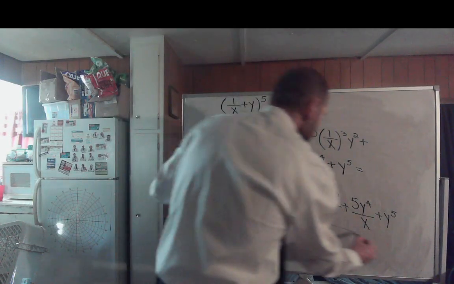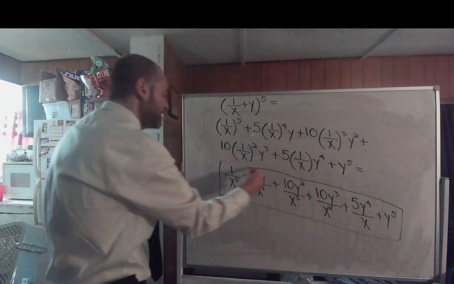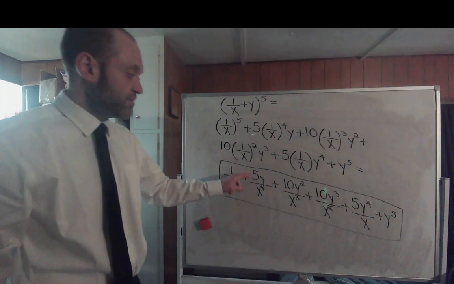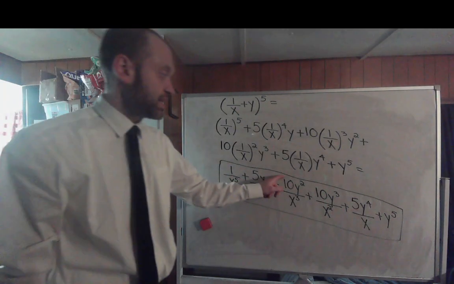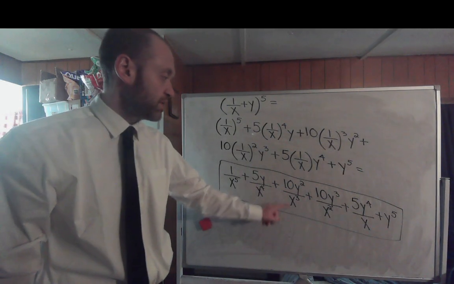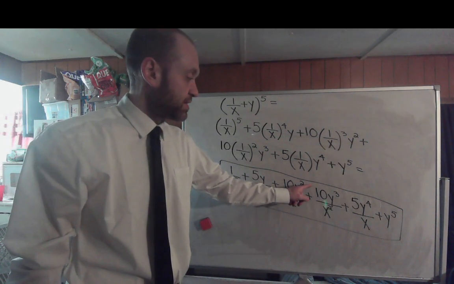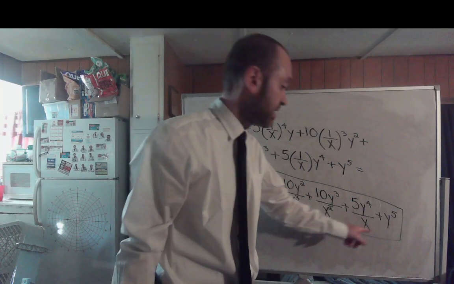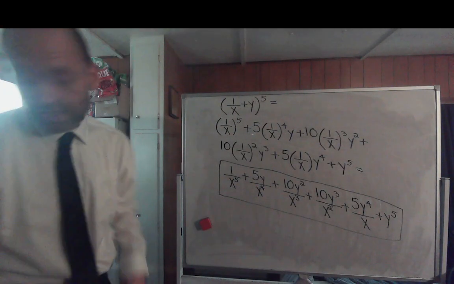So all 6 terms of this binomial expanded here, you end up with 1 over x to the fifth plus 5y over x to the fourth plus 10y squared over x to the third plus 10y to the third over x squared plus 5y to the fourth over x plus y to the fifth.